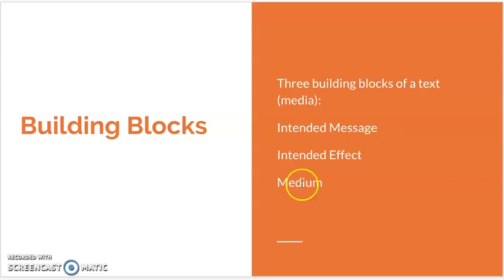Now, these weren't exactly three specific bullet-pointed things in the video you watched, but these are the three that I think will give you the best idea of what we need to understand before moving on. So the three things to be aware of are the intended message of a text, the intended effect of a text, and the medium used to deliver that text, okay? So understanding these three aspects of a text will help you in a few different ways.